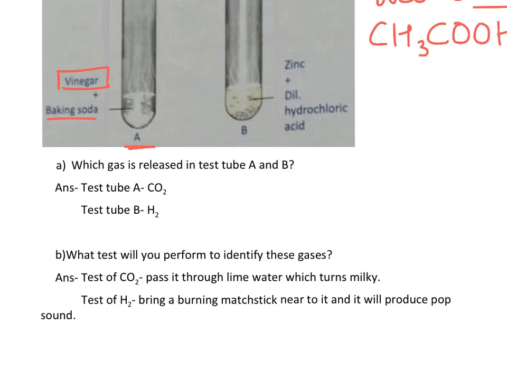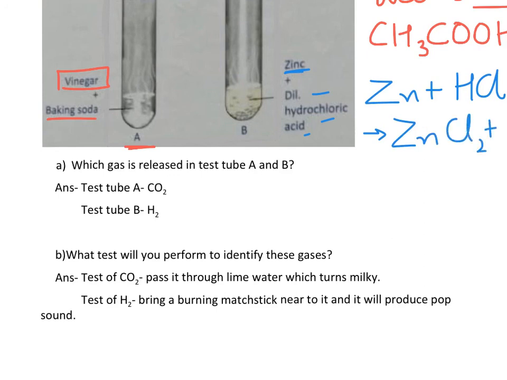In test tube B, zinc is reacting with dilute hydrochloric acid. I hope you all can work out the reaction. This is zinc when it reacts with dilute HCl. So we will get zinc chloride plus H2 gas. So the gas released in test tube B will be H2 gas.